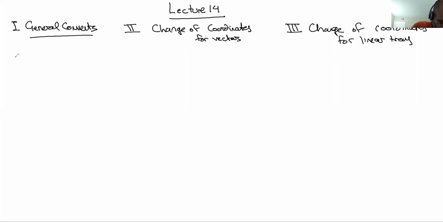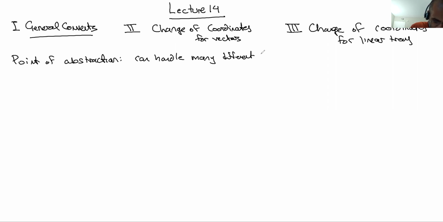So, the high level point of abstraction is that if you have an abstract definition like the definition of vector space, you can handle many different kinds of objects at once. So now using linear algebra, we can talk about polynomials, we can talk about functions, we can talk about vectors in Rn, because all of these have the same structure of a vector space.